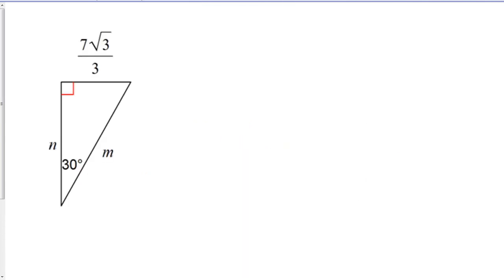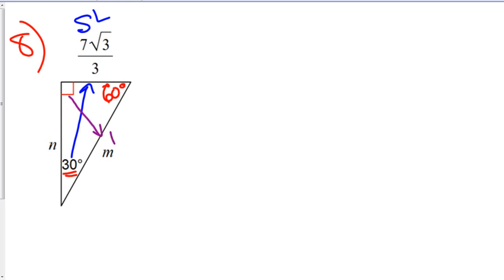What do we have next? Our next problem is actually problem number 8, so you need to look down at the very bottom of your page. And again, I see it's a 30, 60, 90 triangle because I get my 30 right here, which means I've got my 60 right there. I am going to label, just like I did before, across from my 30 is my short leg. Across from my 90 is my hypotenuse. And then across from my 60 is my long leg.